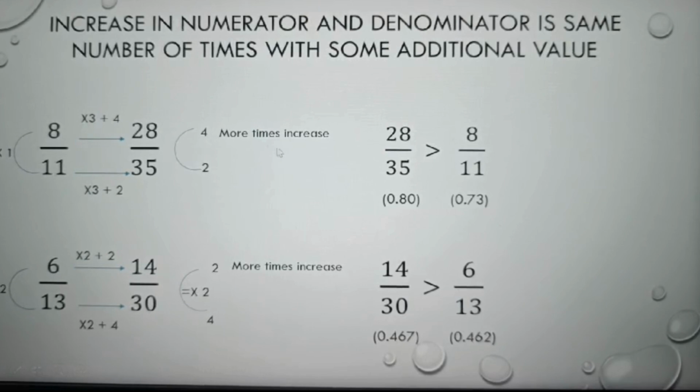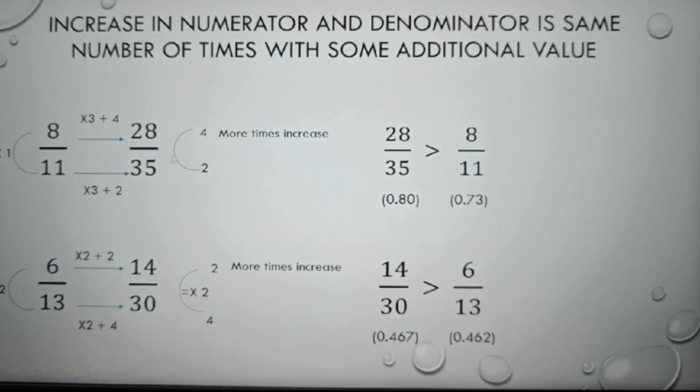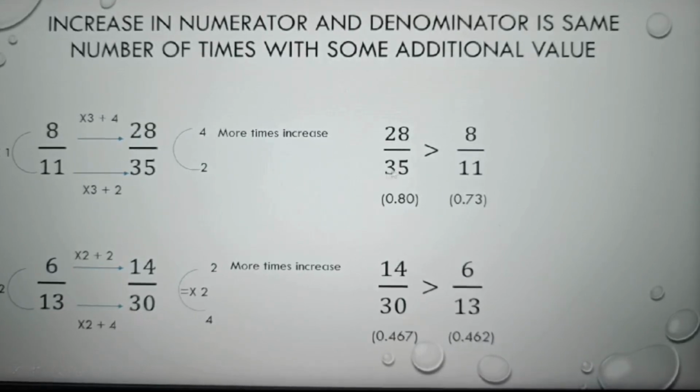That's why the resulting 28 by 35, the numerator increased more, has more value. That's why 28 by 35 is greater than 8 by 11. This can be confirmed with decimal values, 0.80 is more than 0.73.